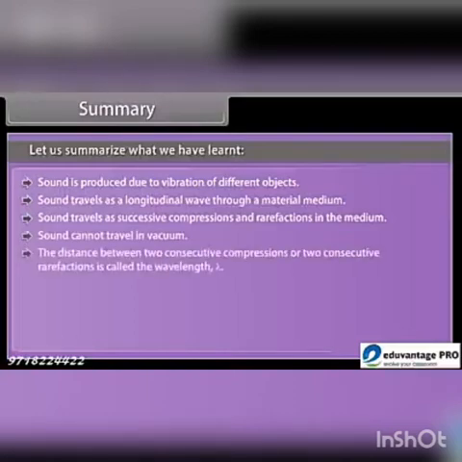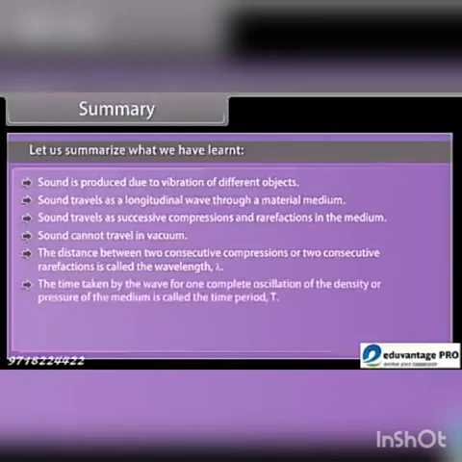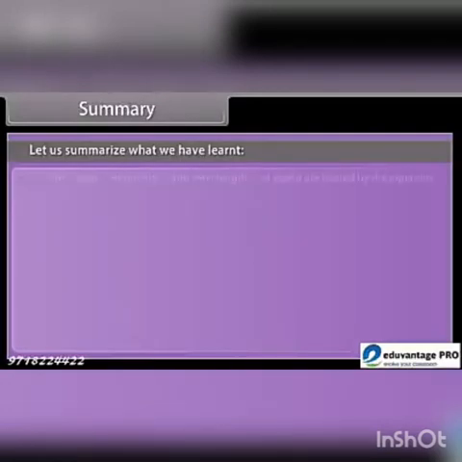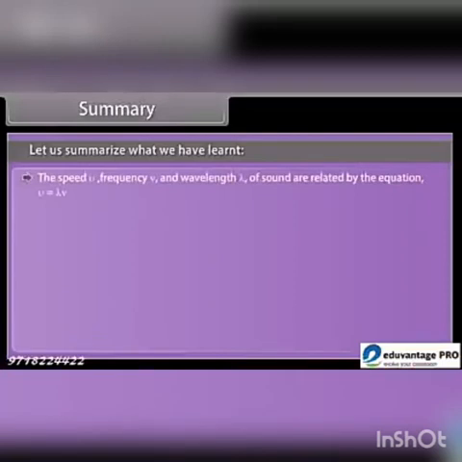The distance between two consecutive compressions or two consecutive rarefactions is called wavelength, lambda. The time taken by the wave for one complete oscillation of the density or pressure of the medium is called the time period, T. The number of complete oscillations per unit time is called the frequency, nu, equal to 1 upon T. The speed v, frequency nu, and wavelength lambda of sound are related by the equation v equals lambda times nu.